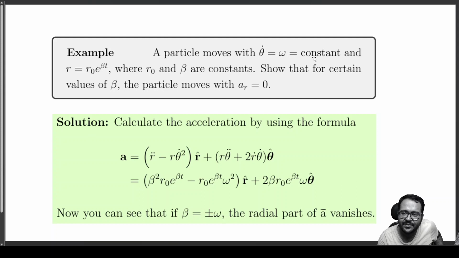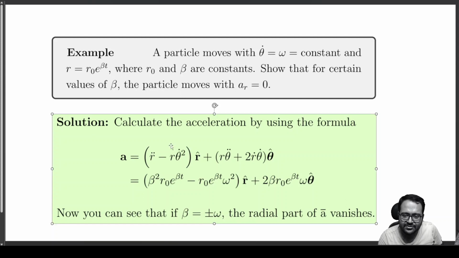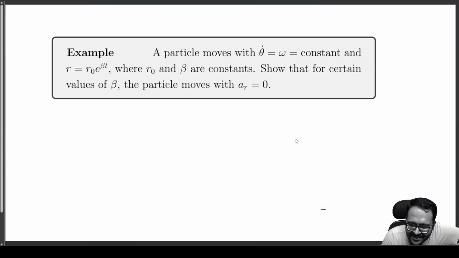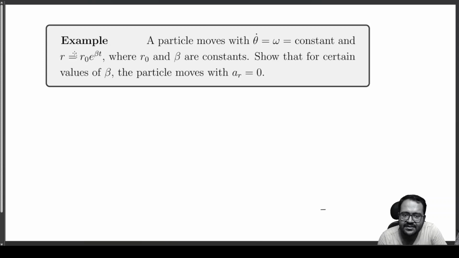A particle moves with theta dot as omega, that is a constant, and r is r naught e to the power beta t, so that for certain values of beta, the particle moves with radial acceleration 0. Whenever I write r below a as a subscript, you should understand that it's radial acceleration. So think about it. You got theta dot as constant and r as a function of time. You may pause the video at any point of time. r is r naught e to the power beta t. It's given as a function of time. So I need to show for certain values of beta, the particle moves with a_r is 0.